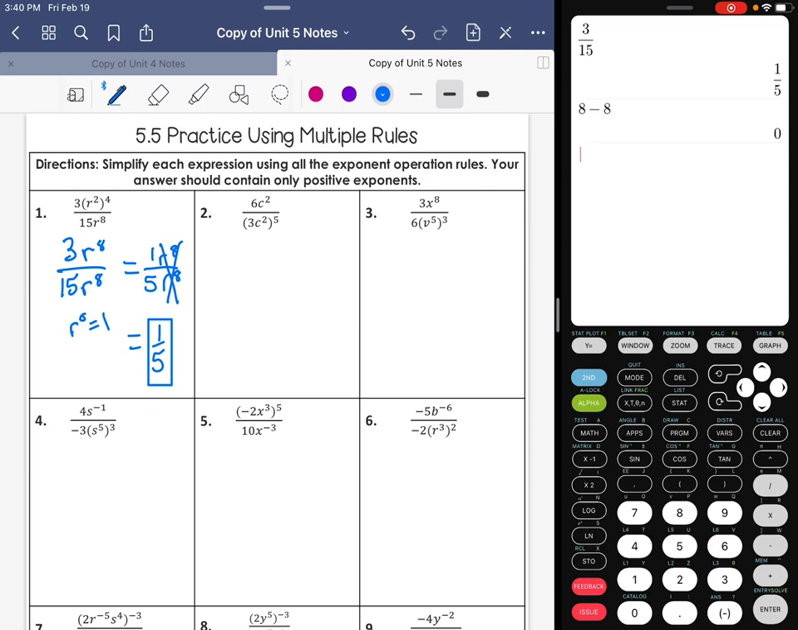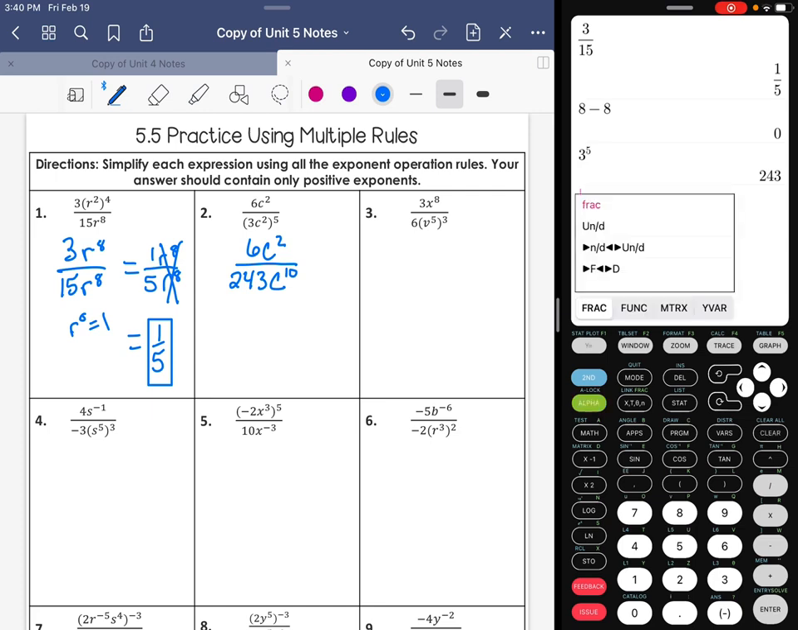Number 2, I do have to do power to the power in the denominator only. So the numerator is going to stay the same for right now. Then I'm going to do 3 to the 5th power, and that's 243. And then c to the 10th power, because 2 times 5 is 10. Now I have to do the fraction, 6 over 243, and see if that fraction will simplify. It does. It simplifies to 2 over 81. And then I'm going to go ahead and write that down.